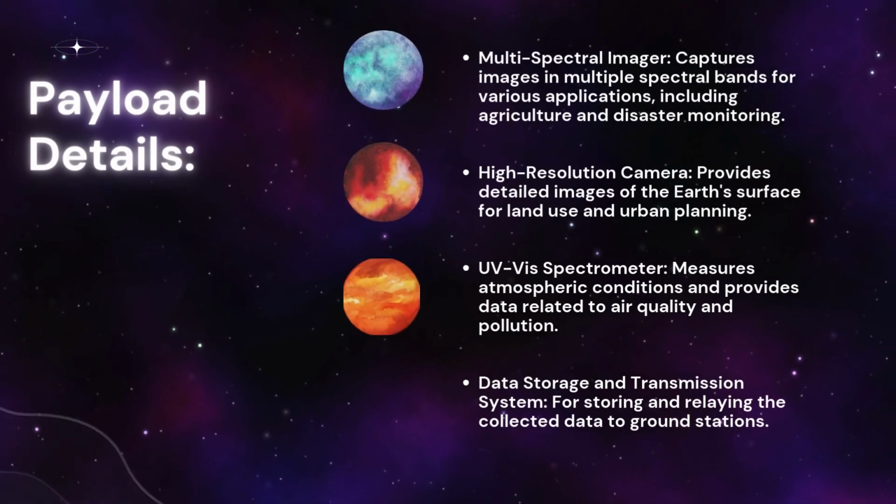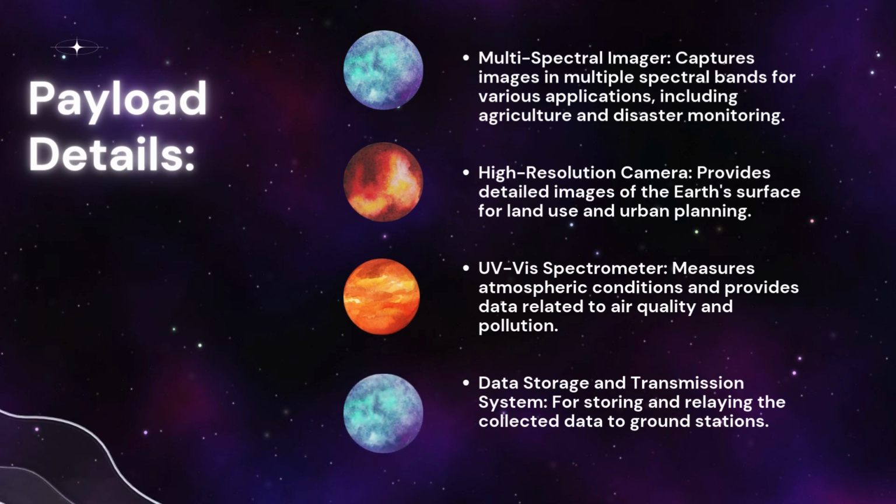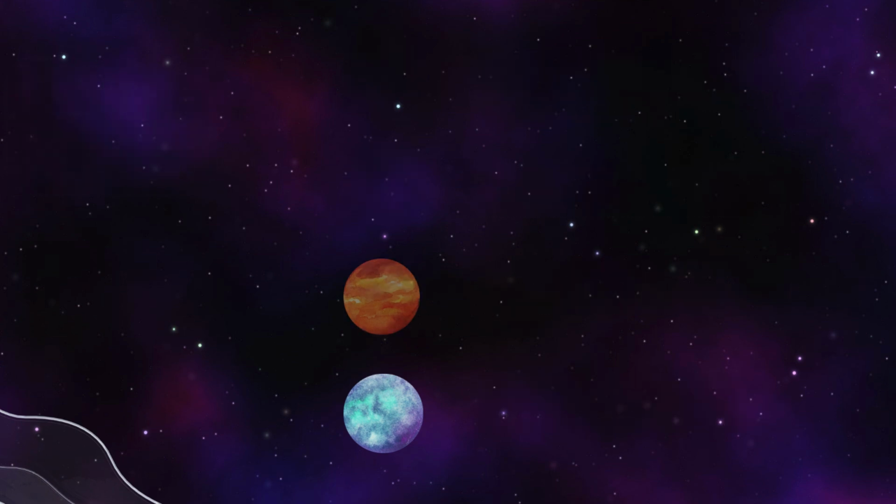For the payload details, there is multispectral imager. It captures images in multiple spectral bands for various applications, including agriculture and disaster monitoring. There's high resolution camera that provides detailed images of the Earth's surface for land use and urban planning. There is UV-vis spectrometer, and it measures atmospheric conditions and provides data related to air quality and pollution. There is data storage and transmission system for storing and relaying the collected data to ground stations.